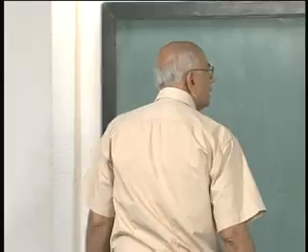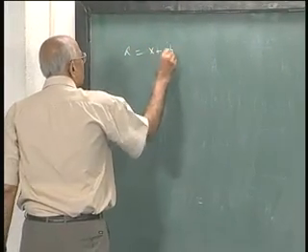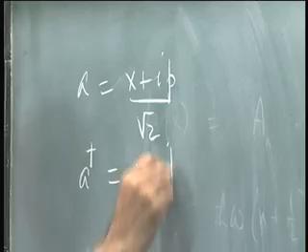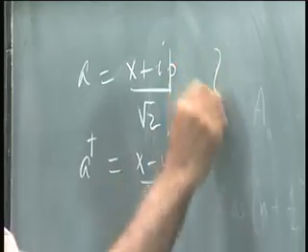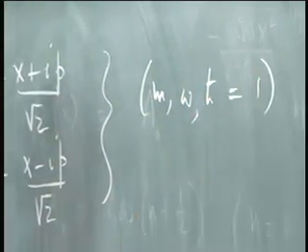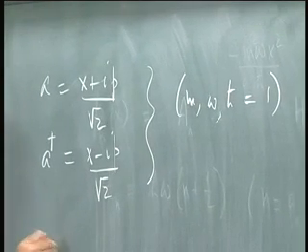So A is x plus Ip over root 2 and A dagger is equal to x minus Ip over root 2, with m omega h cross set equal to 1. Those units, we will restore later on. So what is x equal to?